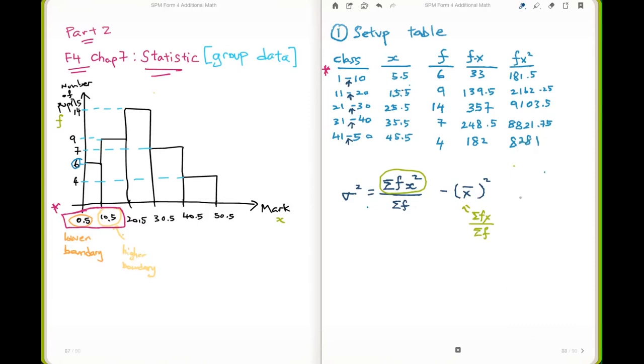Alright, once you have your numbers out, at the end here is a summation of f. You sum them: 6, 9, 14, 7, 4 turns out to be 40. Whereas the summation of fx for this column would be 960, and the summation of fx squared, the sum of the product, is a huge number here, 28,550. That's all about it.